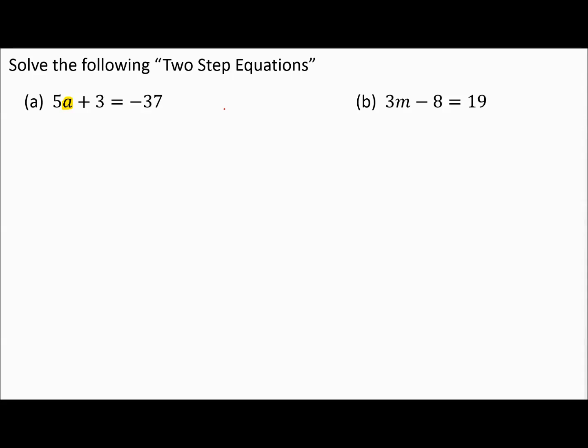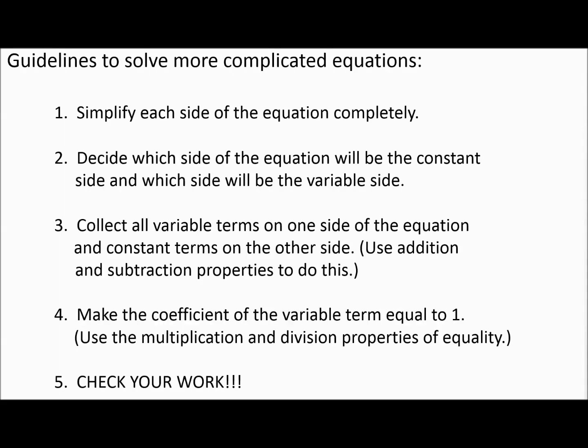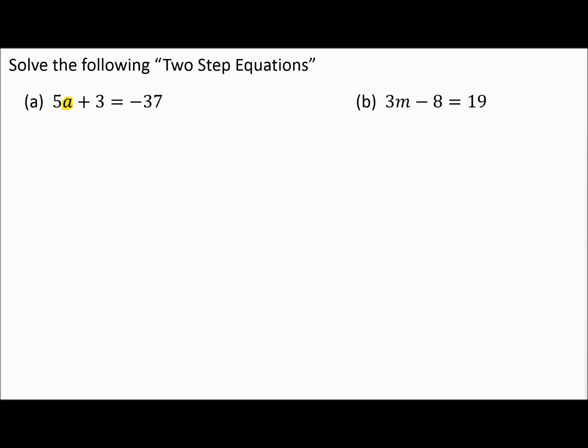The next step, if we go back and take a look, step 2 says decide which side of the equation will be the constant side and which side will be the variable side. Okay? Well, the variable is already on the left side, so my advice is to keep the variable on the left side. So the variable side will be on the left, the constant side will be on the right, which means we want to get rid of the plus 3 and the times 5. Now, which do we do first? You want to undo your addition subtraction first.